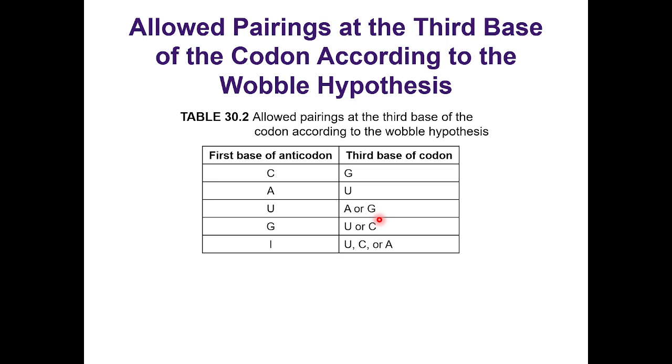Ooh, you weren't expecting that, were you? Good stuff, huh? Okay. And so that's your wobble, right? We already have some wobble there, don't we? Yeah, a little bit of mismatch. This G is going to fit U or C, and then I can fit U, C, or A, any of those.